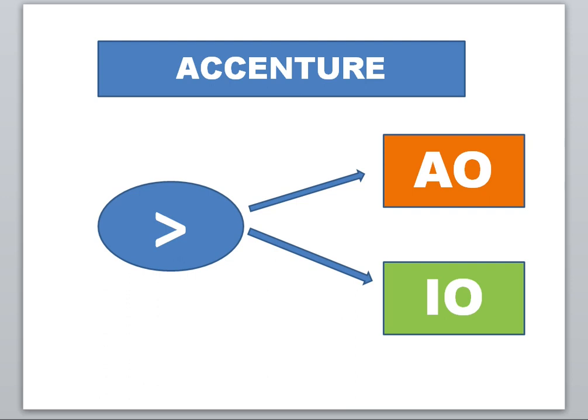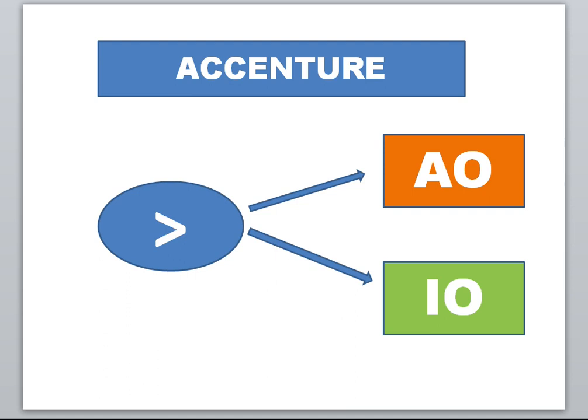So why did they segregate? Actually, because it's quite a big organization, and to manage everything together is very difficult. So internally they have segregated into AO and IO. All the application outsourcing projects run in AO, and infrastructure projects run in IO. So prior to accepting these things, you just need to focus on that, okay?